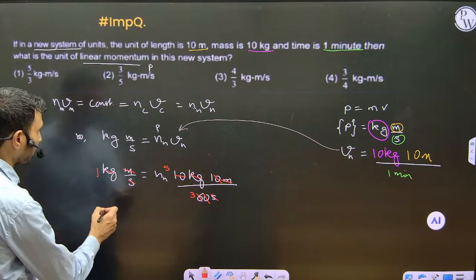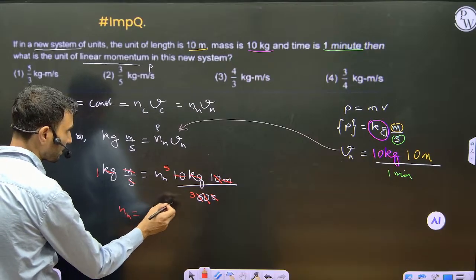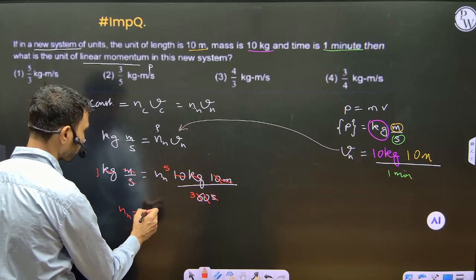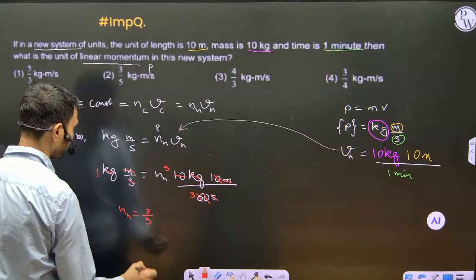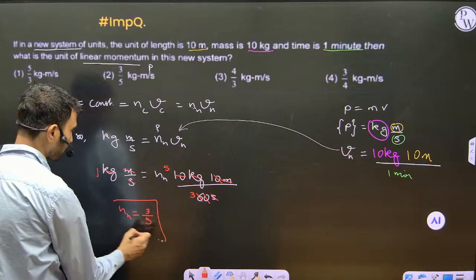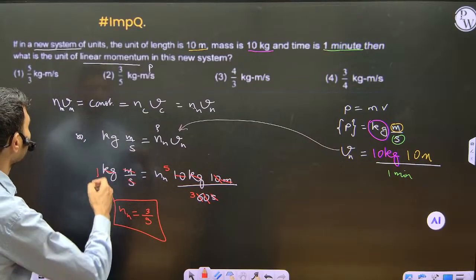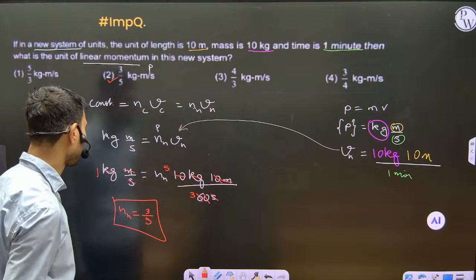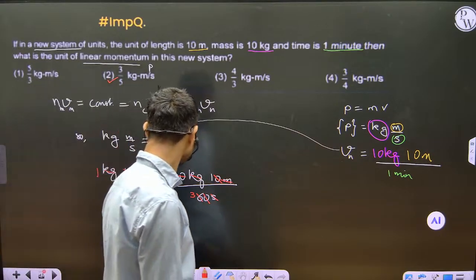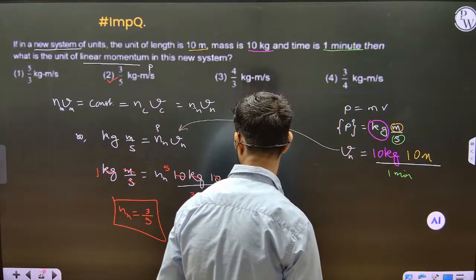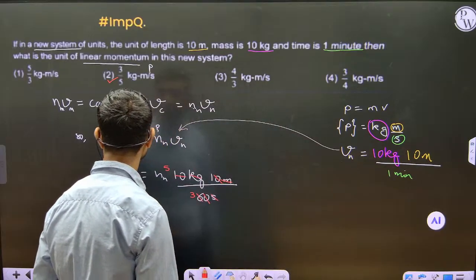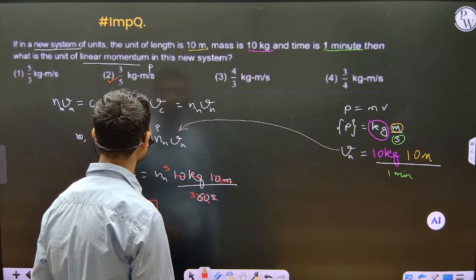So what is nn coming out to be? Nn is coming out to be 3 by 5. So the number that we are getting is 3 by 5. So which option are we getting, guys? 3 by 5 means... Got it?